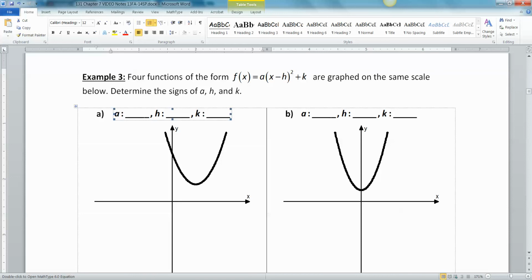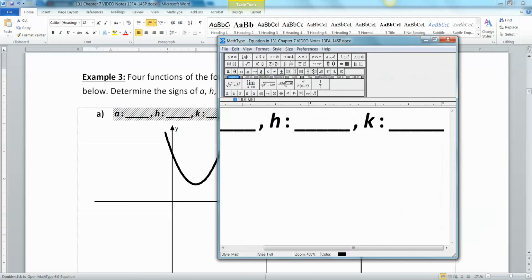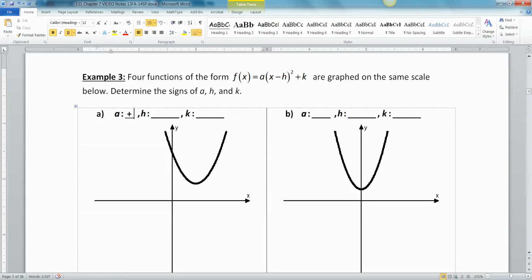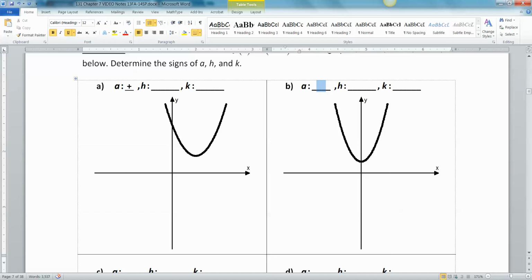So this one, you can see this graph is opening upward. So that means that A is positive. It deserves a plus sign. There we go. I made it easier to type it. Okay, so A is positive because it's opening up. Let's keep going with A, actually. This one's positive because it's opening up as well, right? So since it opens upward, it's positive.